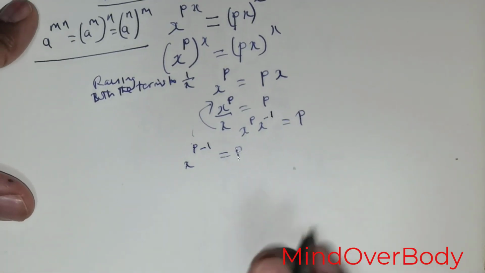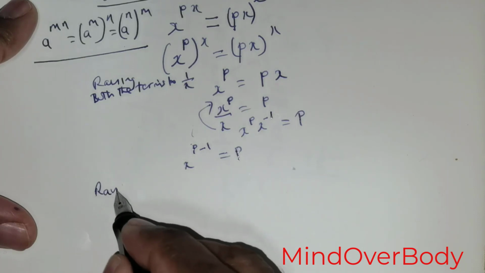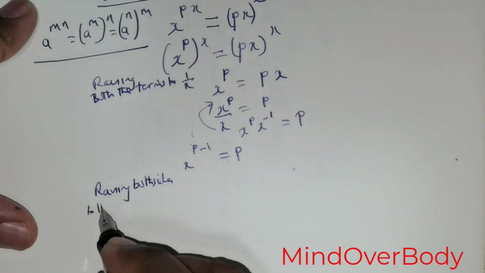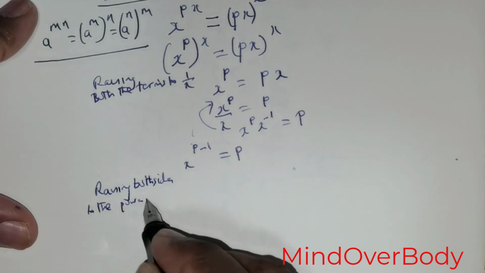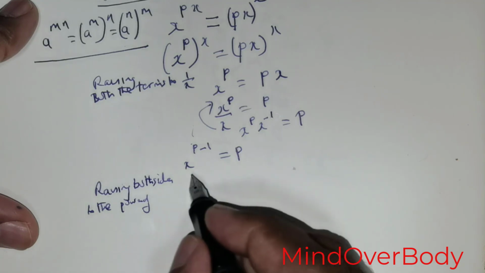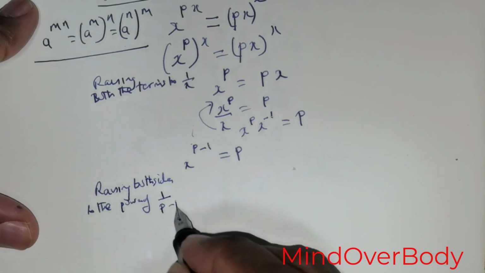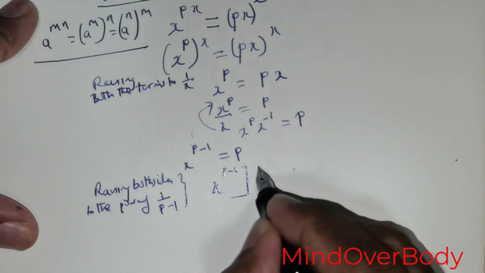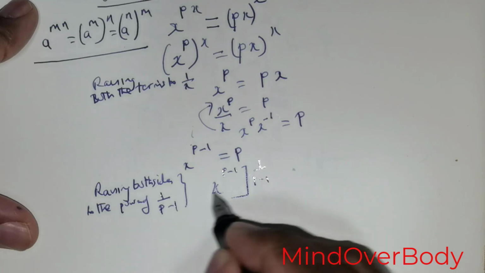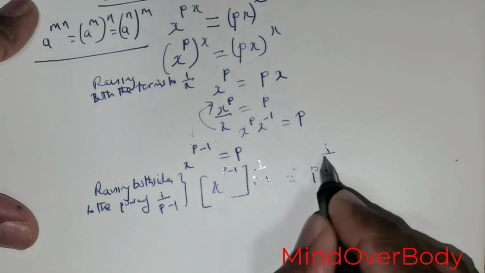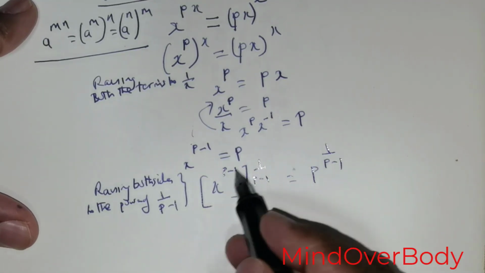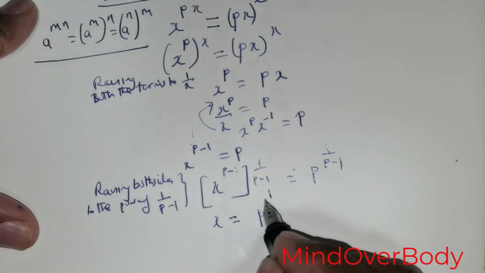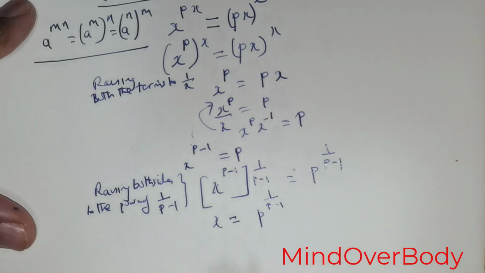Now I want to get the value of x, so I'm going to raise both sides to the power of 1 over p negative 1. So this would give me x raised to the power p negative 1, raised to the power of 1 over p negative 1, equal to p raised to the power 1 over p negative 1. Now p negative 1 gets cancelled, giving me x is equal to p raised to the power of 1 over p negative 1. This is my x.